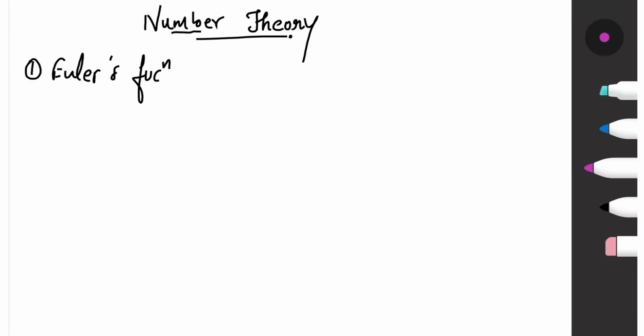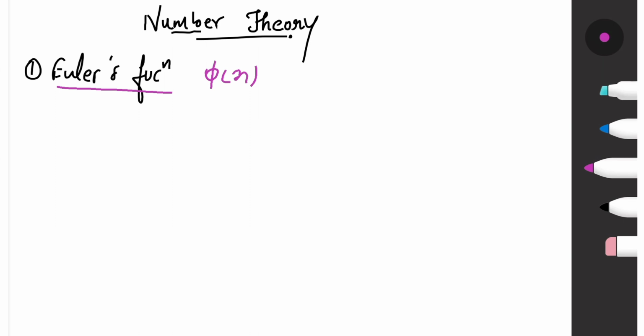Hello everyone. So in today's video we are going to discuss some of the important functions of number theory, in which number one is Euler's function. It is denoted by phi of n. We have discussed this function multiple times. You will get all the links in the description.